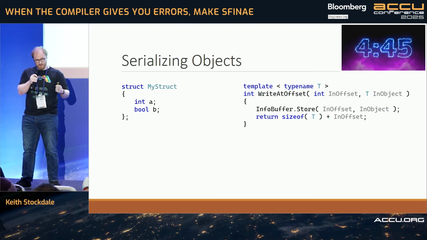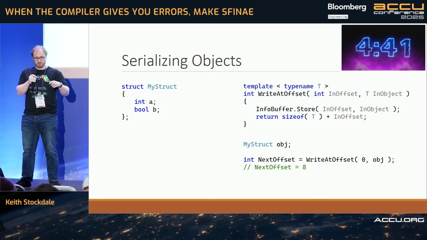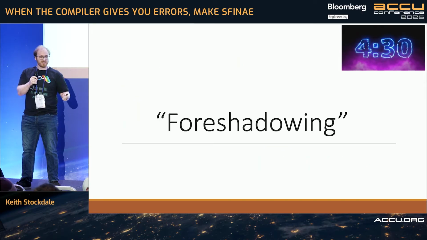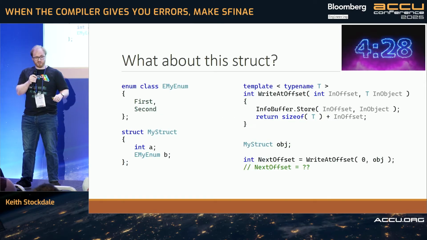And that works just fine for a struct like this. It's going to be an int and a bool. Whenever we write it in, our next offset is 8. That's fine. And then we change it again, we add a bool, and the answer is 12. And that's not an error. That's foreshadowing.